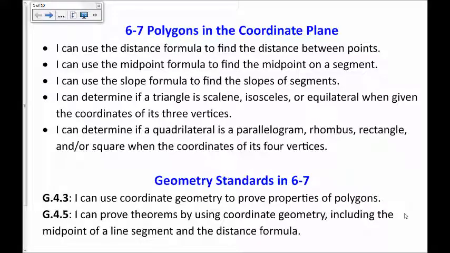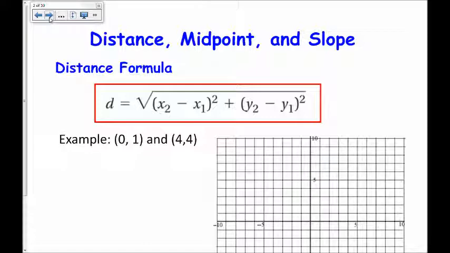This video is about polygons in the coordinate plane, and we will be graphing points that make up a polygon and trying to figure out what kind of polygon it is. We will also be looking at some characteristics about these polygons. But first I wanted to review quickly some of the tools we have when dealing with graphing. The first one is the distance formula, finding the distance between 2 points.